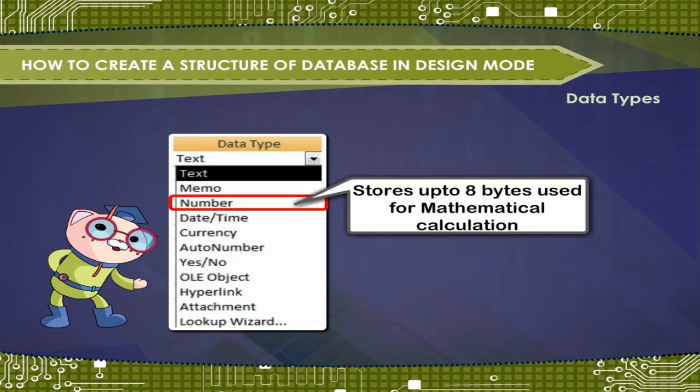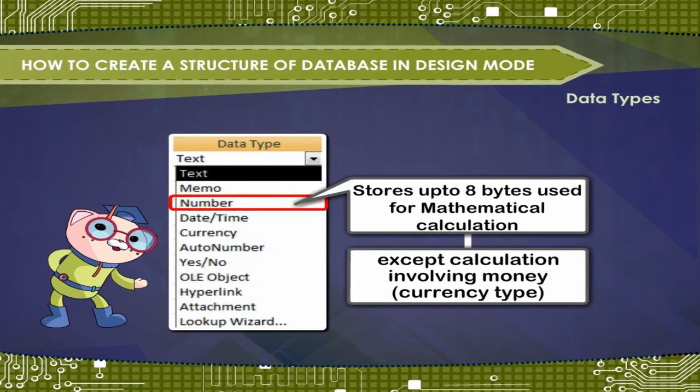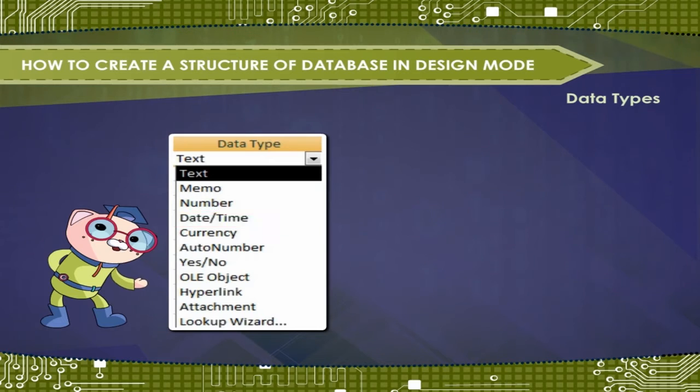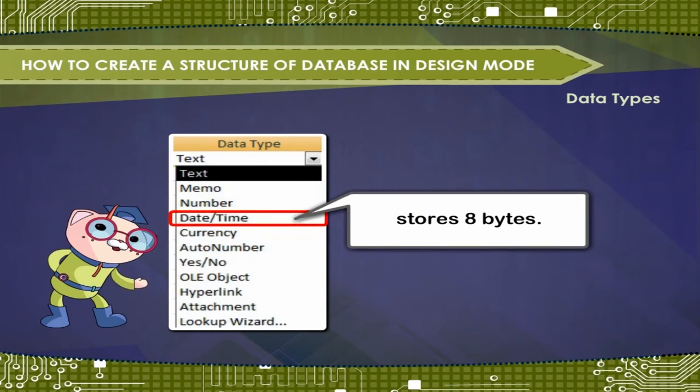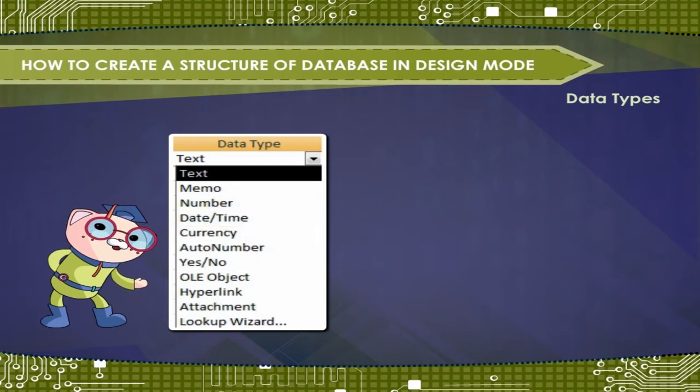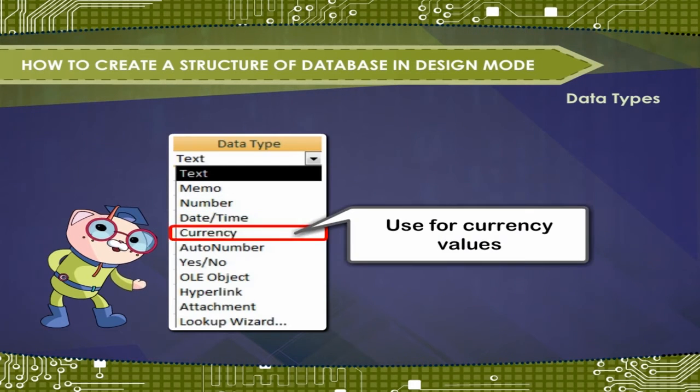Number. Stores up to 8 bytes. Used for mathematical calculation, except calculation involving money or currency type. Date or time. Use for date and time and stores 8 bytes. Currency. Use for currency values and to prevent rounding off during calculation.